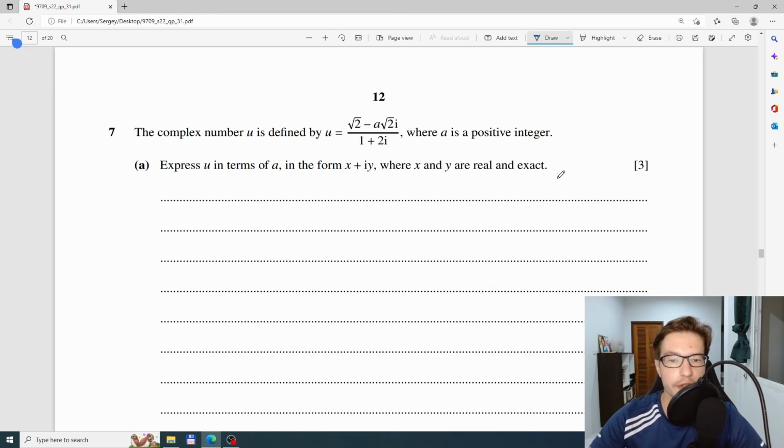Okay, so the next one is about complex numbers, and they're asking us to basically get rid of the fraction and rewrite it into something else. We also have a standard technique for doing that, and the technique is to multiply top and bottom of the fraction by what we call the complex conjugate of the denominator. A complex conjugate is where I just replace the sign of whatever is next to the imaginary part. So I'll have to multiply by 1 minus 2i.